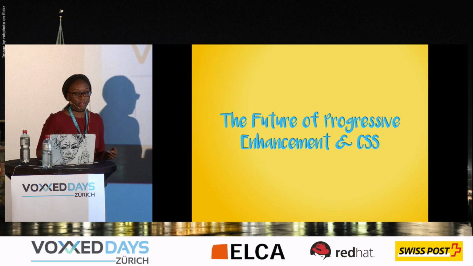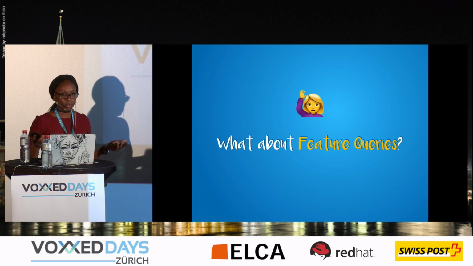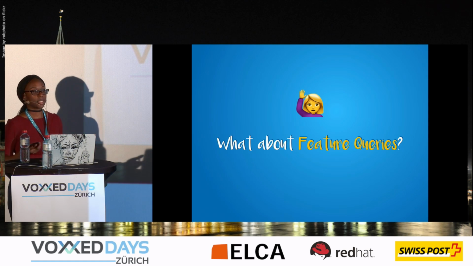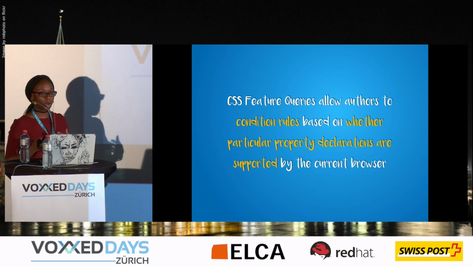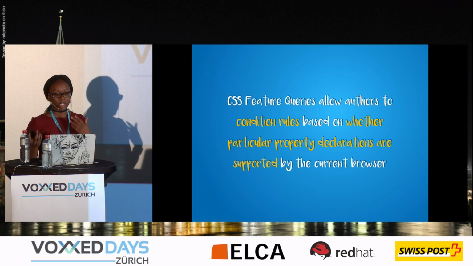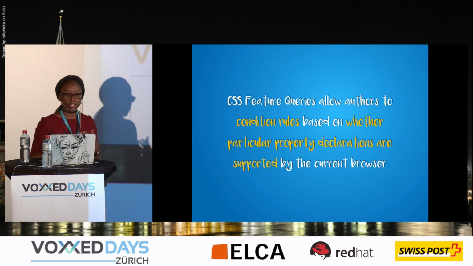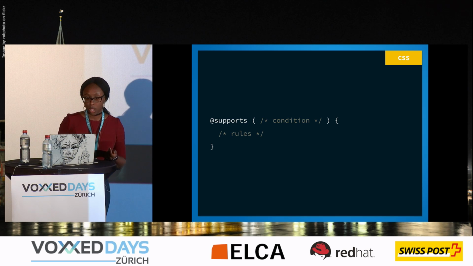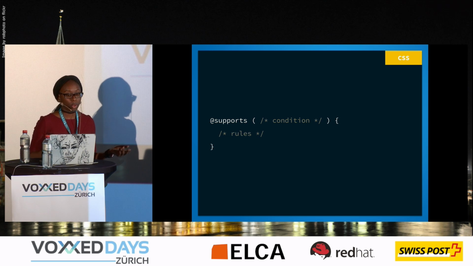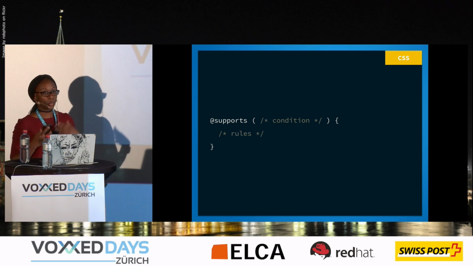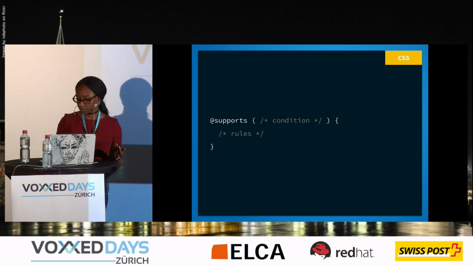Now I'm going to talk about the future of progressive enhancement and CSS. I'm sure by now you're probably wondering, what about the latest thing, which is feature queries? Feature queries allow us as authors to condition rules based on whether particular property declarations are supported by the current browser. The way it currently works is sort of like media queries. We use the @supports rule, and then we have a condition, and then we have styles that will only be applied if that condition is true.